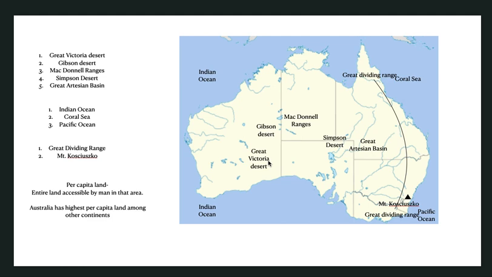So we'll start with the landforms. On the land, the important deserts and ranges are Great Victoria Desert, Gibson Desert, and McDonald Ranges, which is present in Northern Territory. Simpson Desert is in between the 3 places, that is Northern Territory, Queensland, and South Australia. Great Artesian Basin is in Queensland, and this is the Great Dividing Range, and the highest peak in this is Mount Kosciuszko. If any of my pronunciation is wrong, please let me know and correct me in the comment section.